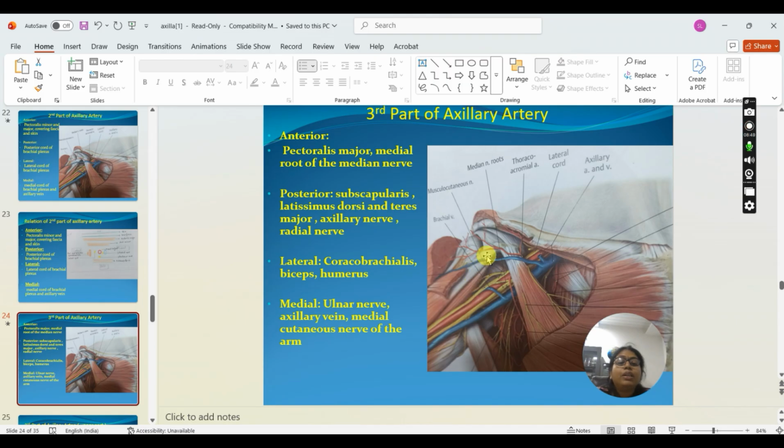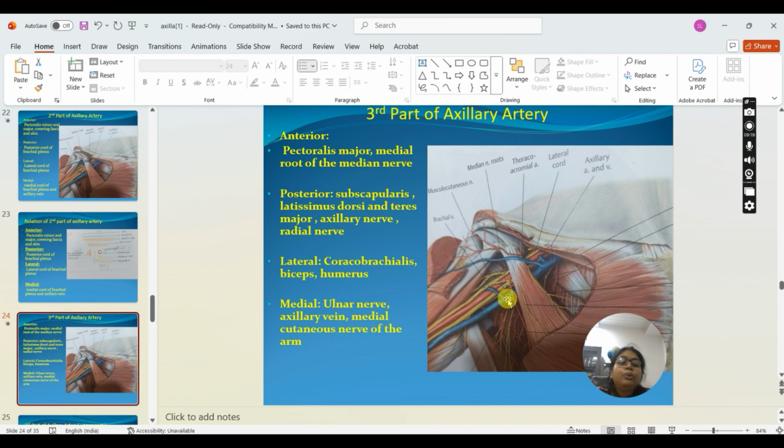The tendinous one is the short head of the biceps. This one, what I am touching right now. Okay, this thing, this one. Then below that, this muscle is the coracobrachialis. Okay. So laterally, coracobrachialis and the biceps, and naturally the humerus, in the tubercular region of the humerus.